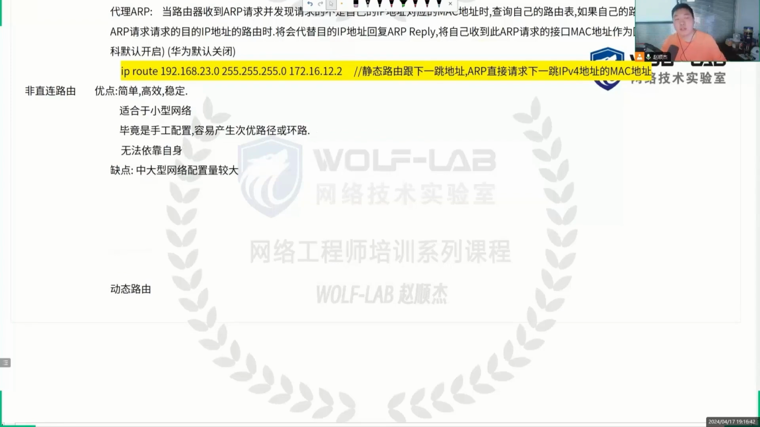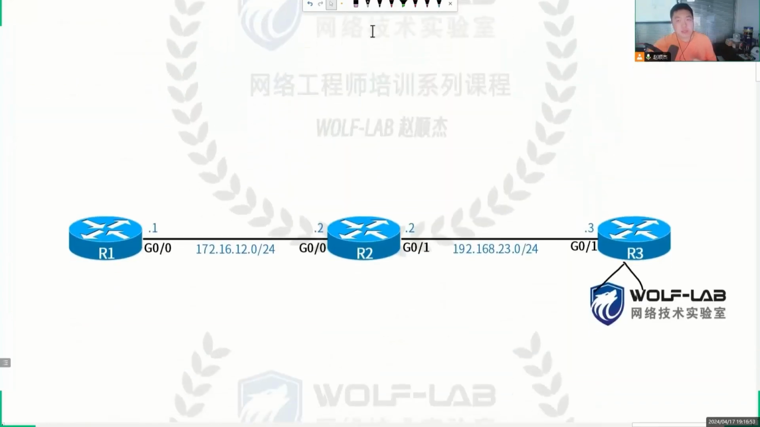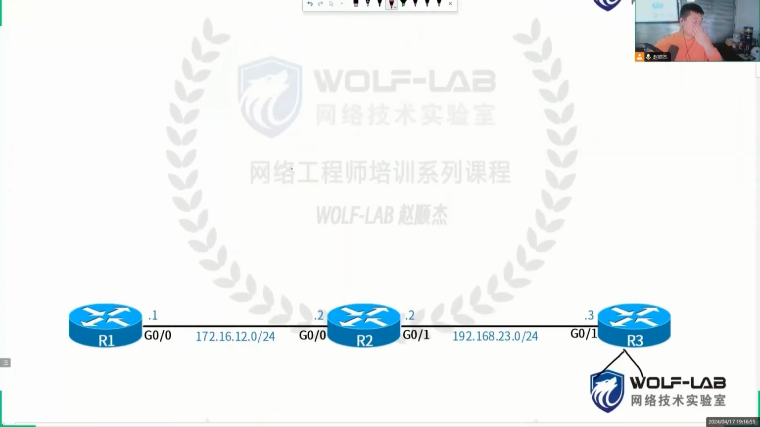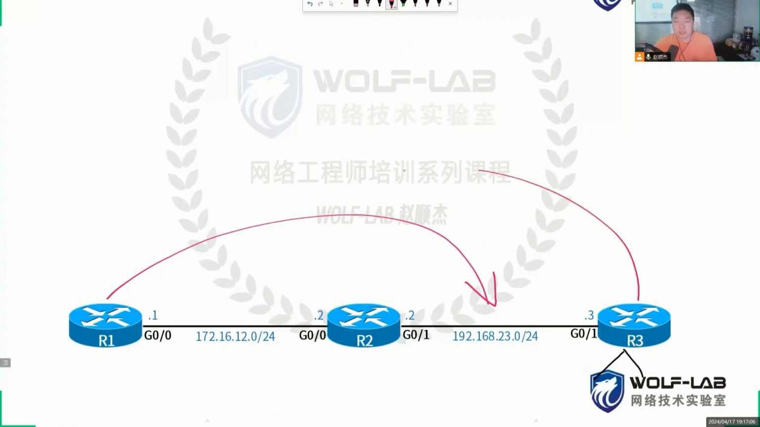What does that mean, students? Suppose in a network, R1, R2, R3, we've already deployed the network. On R1, we've written a route to the 23.0 network. Then for R2, we have two direct routes. For R3, we've also written a route to the 172.16.12.0/24 network. At this moment, the whole network is interconnected.